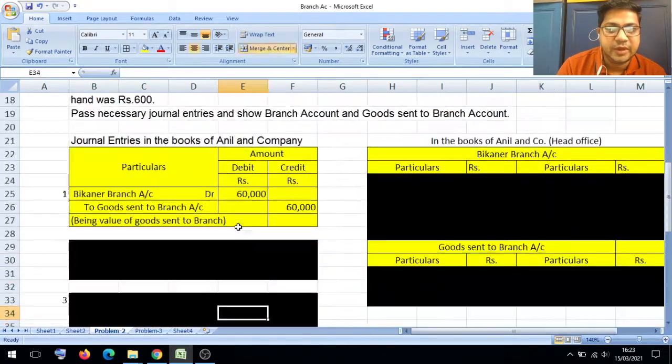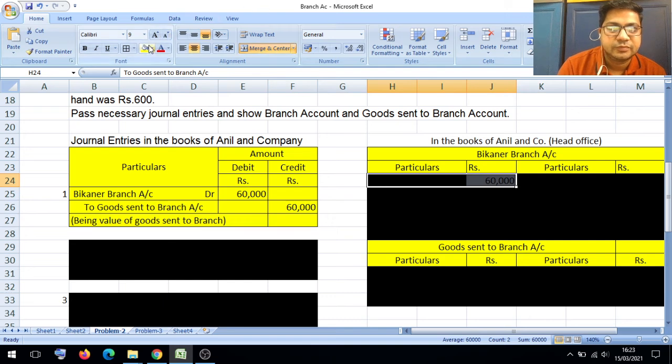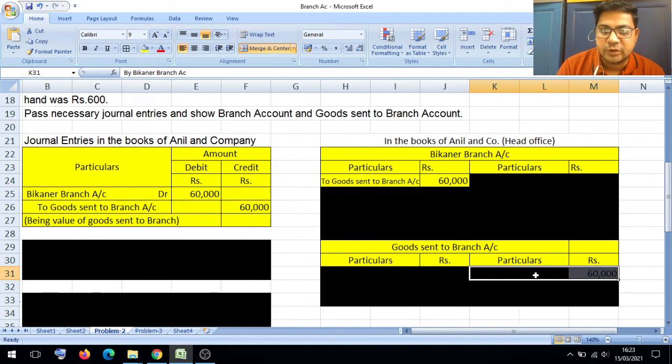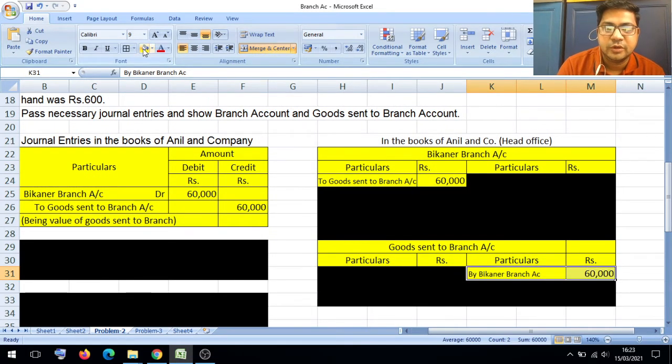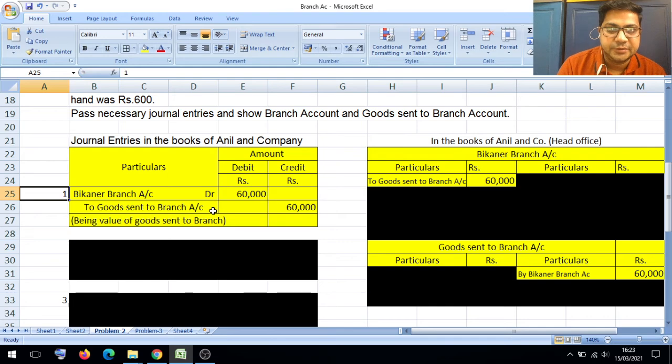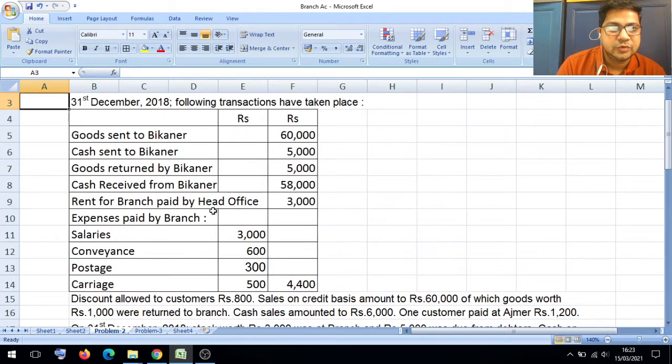Now this particular entry we will post to the Bikaner branch account debit side. So we will write, to goods sent to branch account. The same entry we will post to the goods sent to branch account on the credit side, where we will record, by Bikaner branch account.